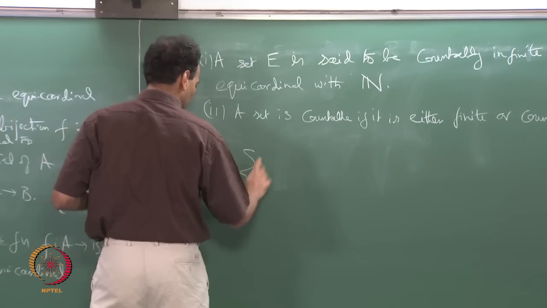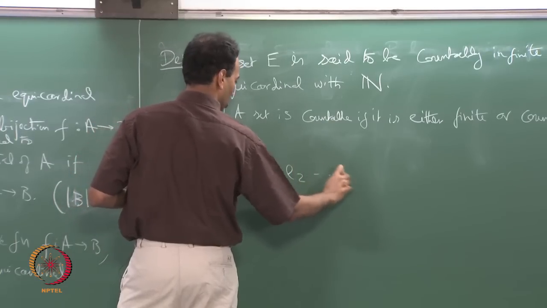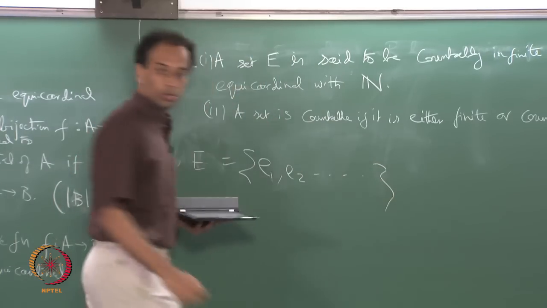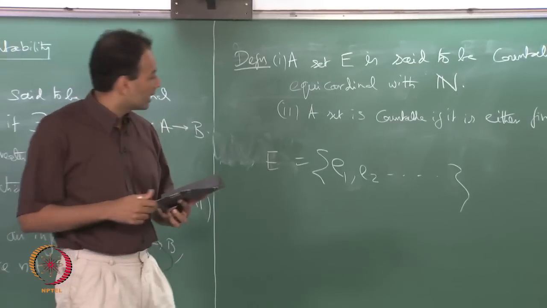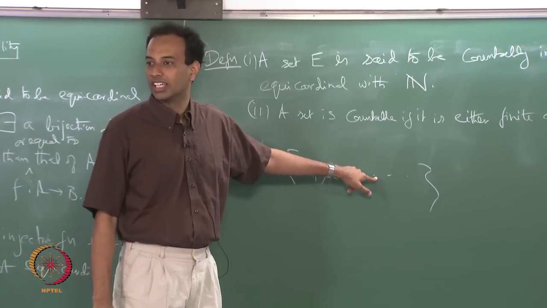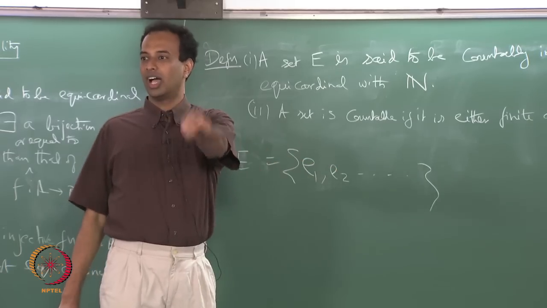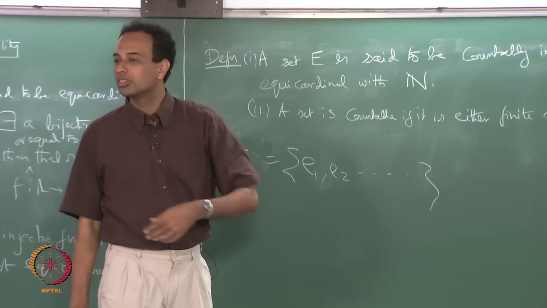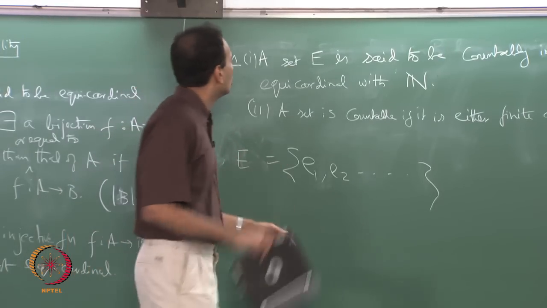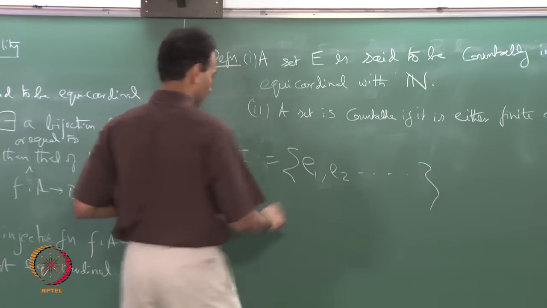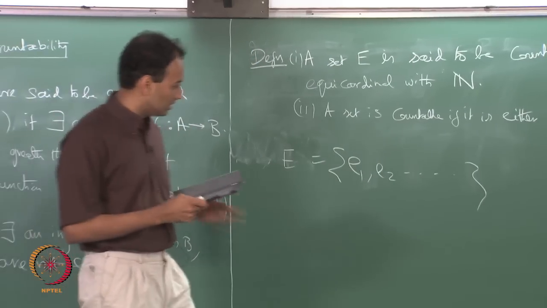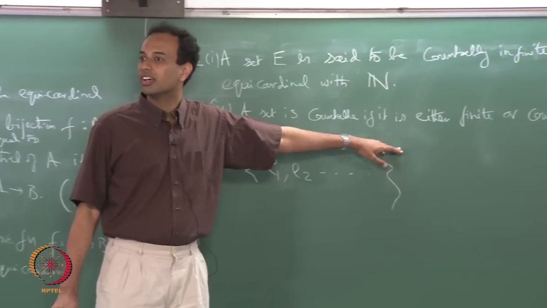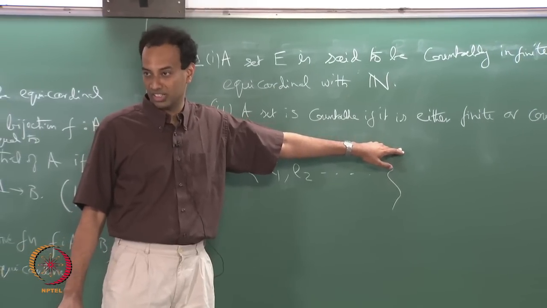So, there is a bijection from E to N. If the elements of E can be written as E1, E2, dot, dot, dot, correct? The moment you give me a natural number n, I can identify the element En uniquely, and if you give me an element, I can identify the index n. So, for example, you can show that, so it is clear. The moment you can put this in a list, it is a countably infinite set.